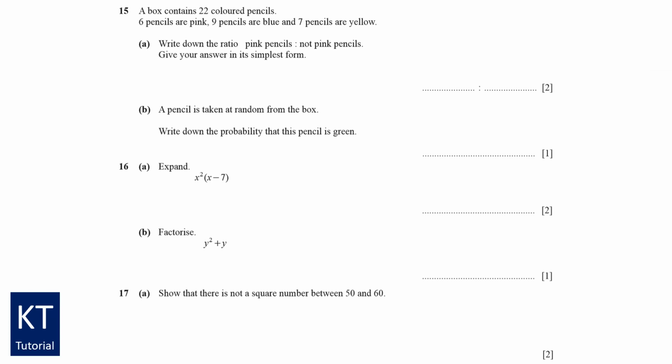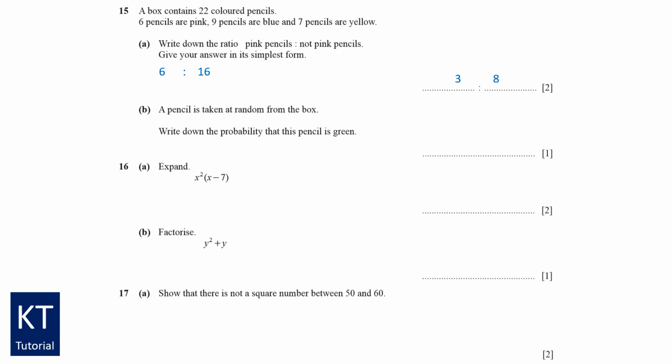Question 15. A box contains 22 colored pencils. 6 pencils are pink, 9 pencils are blue, 7 pencils are yellow. Write down the ratio of pink pencils to non-pink pencils. Give your answer in its simplest form. The ratio is 6 to 16 and in the simplified form 3 to 8.